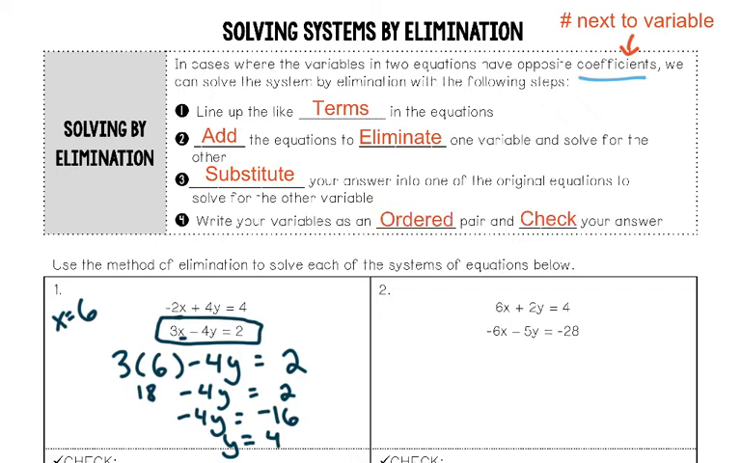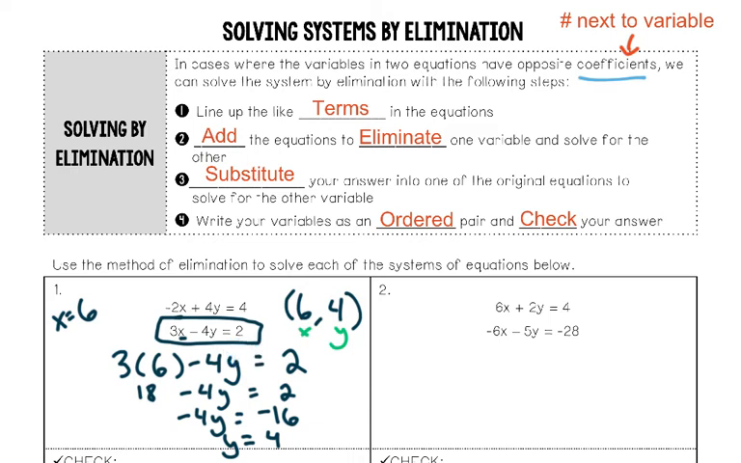When I've found the x and the y values, I'm going to move on to the very last step. I'm going to write my variables as an ordered pair. That means x comma y. So 6, 4 becomes 6 comma 4 as a point, because that ordered pair is the point where these two lines would intersect. And I can always check my answer by plugging in the x of 6 and the y of 4 back into the original equations. When I plug in x is 6 and y is 4 in the first one, it should equal 4. When I plug in x is 6 and y is 4 into the second one, it should equal 2.